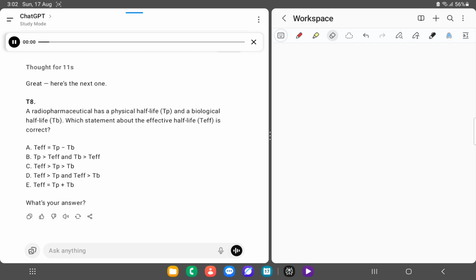Great, here's the next one. T8. A radiopharmaceutical has a physical half-life Tp and a biological half-life Tb. Which statement about the effective half-life Teff is correct? A. Teff equals Tp minus Tb. B. Tp > Teff and Tb > Teff. C. Teff > Tp > Tb. D. Teff > Tp and Teff > Tb. E. Teff equals Tp plus Tb. What's your answer?